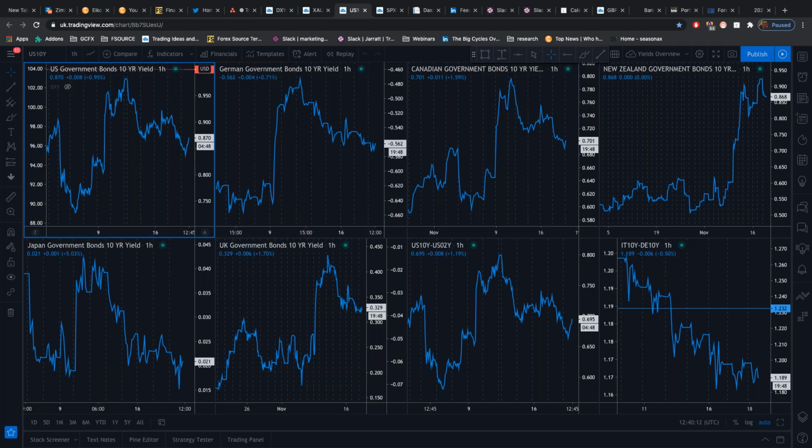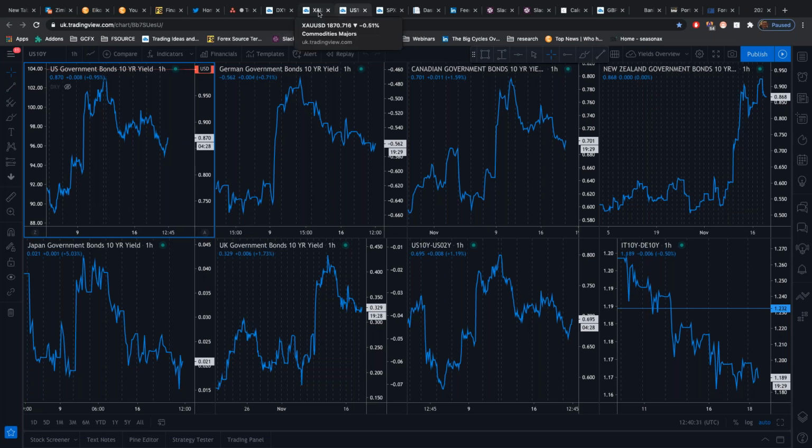There's an inverse correlation between bond prices and bond yields. When bond prices rise, the yield falls, and when bond prices fall, the yield rises. So the way to look at it is just look at the yields. As the yields are rising, that's positive for risk. As the yields are dropping, that's negative for risk. That's the easy way to look at it.